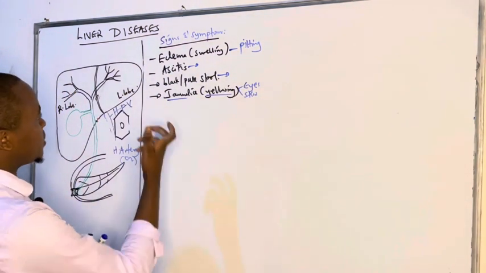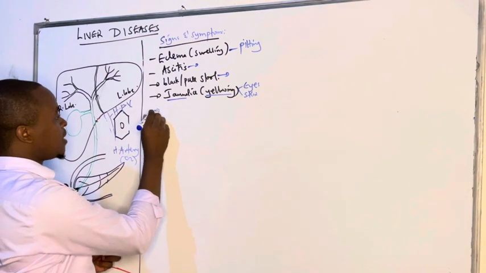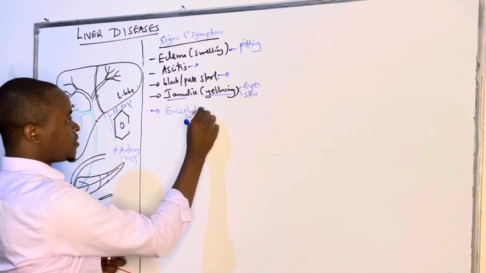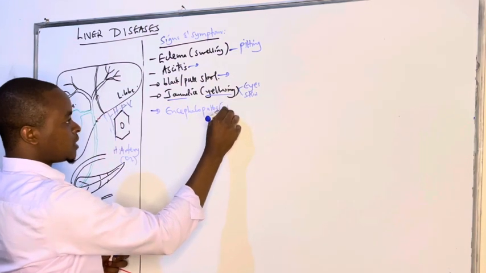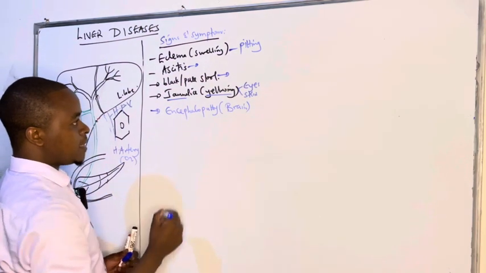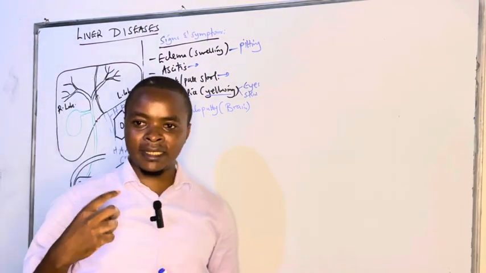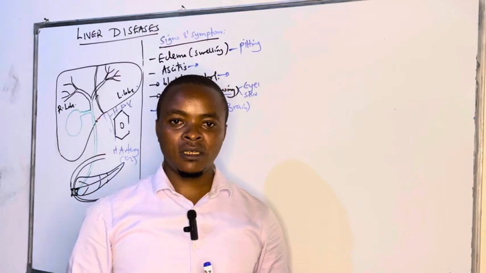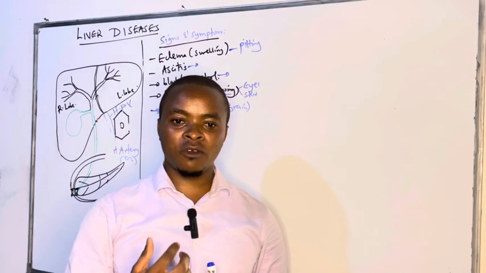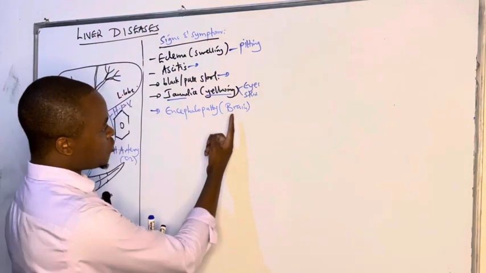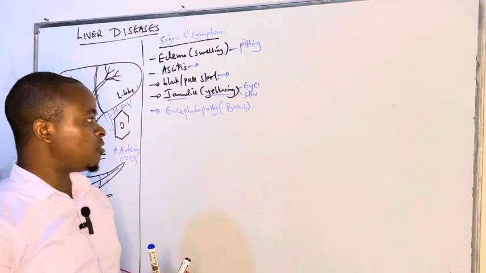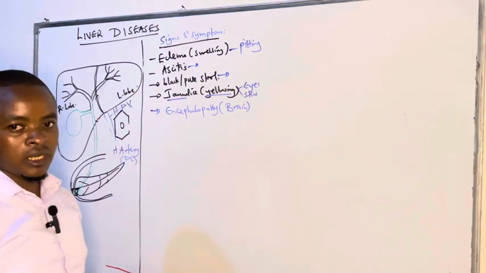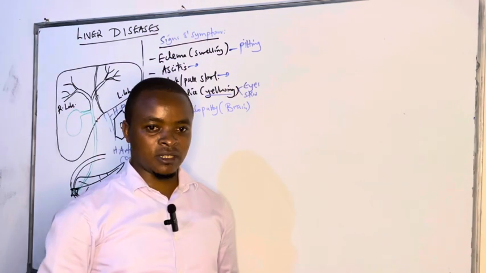So these are some of the signs and symptoms, and another one is encephalopathy, which is affecting the brain, whereby there is brain damage known as kernicterus. Whenever indirect bilirubin accumulates, it can cross the blood-brain barrier and cause damage to the brain, resulting in what we call encephalopathy. And these are the major signs and symptoms of liver diseases.